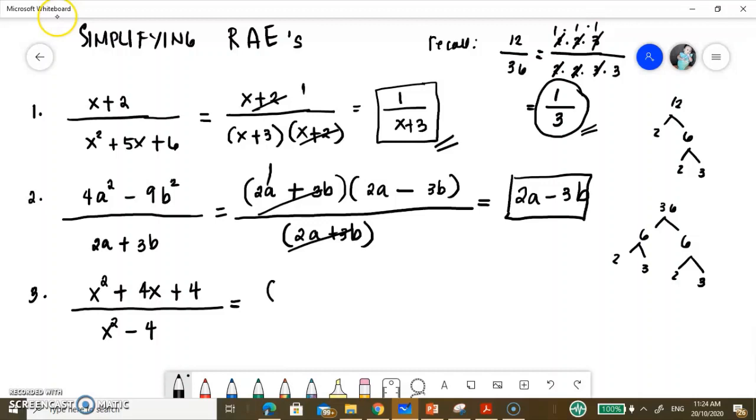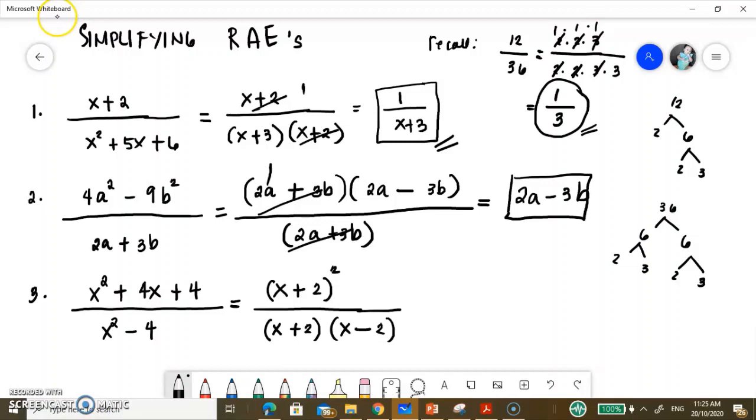So, ang factor lang natin dyan is you get the square root of the first term and then plus the square root of the last term. So, bakit plus? Kasi ang middle term natin ay positive. And then, the quantity squared. Tapos, sa baba, difference of two squares. So, square root of x squared is x. Square root of 4 is 2. And then, you write it as a sum and difference. So, kung ito yung plus mo, ito yung minus mo.